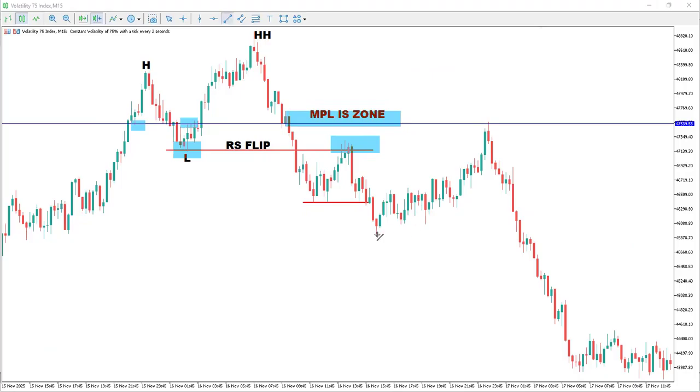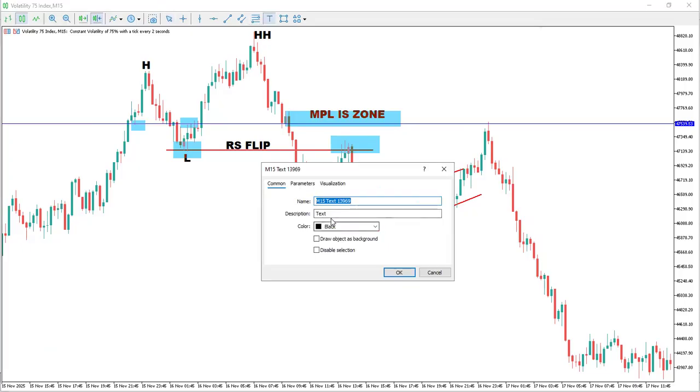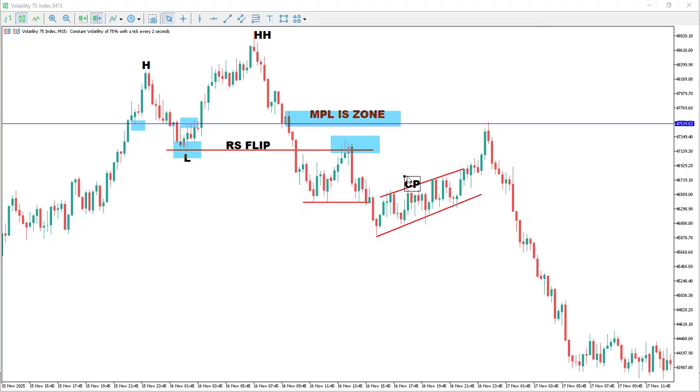So as this market was going up, you can see that we're forming compression here. Look at it, compression hitting both sides before the market finally moves up. So this compression is what we call CP when it comes to Quasimodo. So this is our CP.